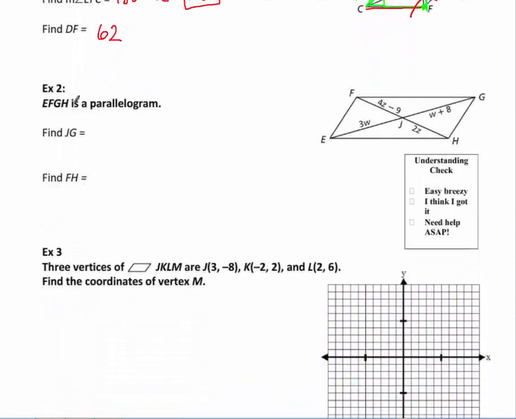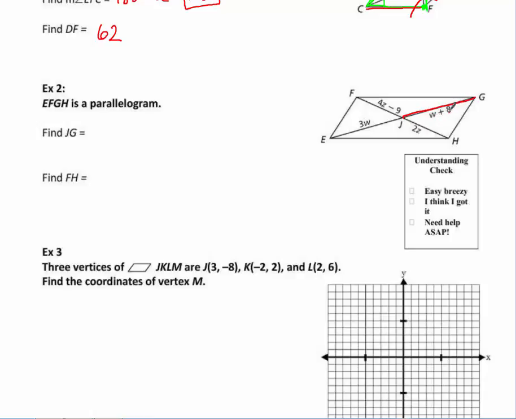All right, here's another example. We have EFGH is a parallelogram. So when we look at this picture over here, we know that the opposite sides are parallel, the opposite sides are congruent, the diagonals bisect each other, lots of information. So find JG. Well, let's see, JG is right here.